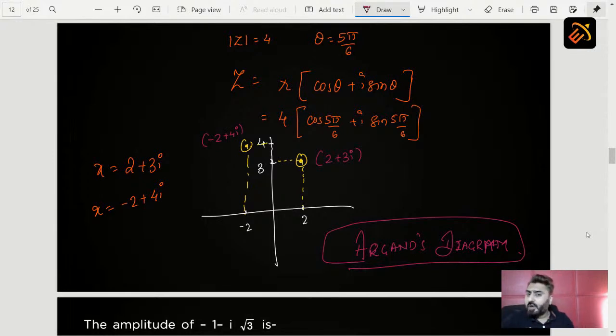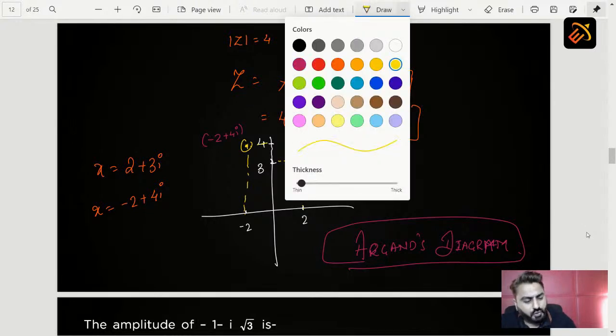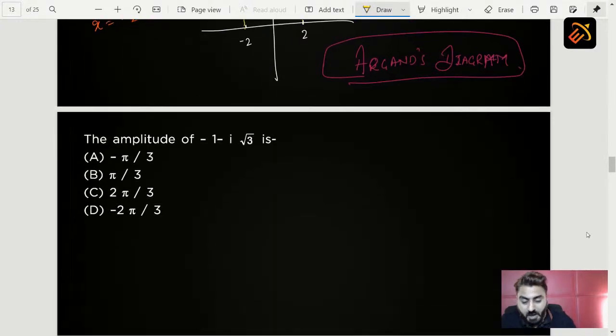So students, I hope you understood how to solve this. Now let's move on to the next question. Our next question is: amplitude of -1 minus i root 3 is what? Our options are option A minus pi by 3, option B pi by 3, option C 2 pi by 3 and option D minus 2 pi by 3.